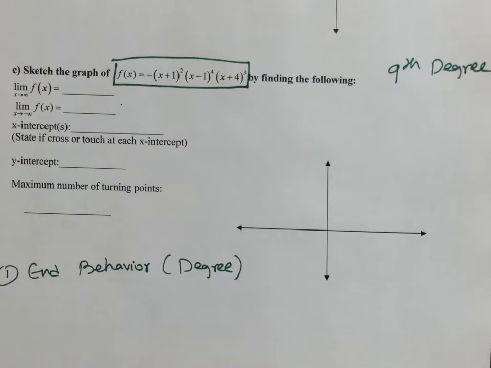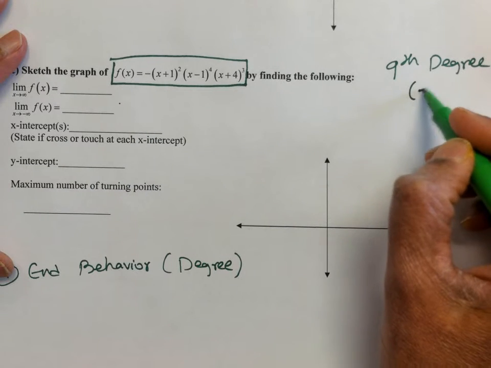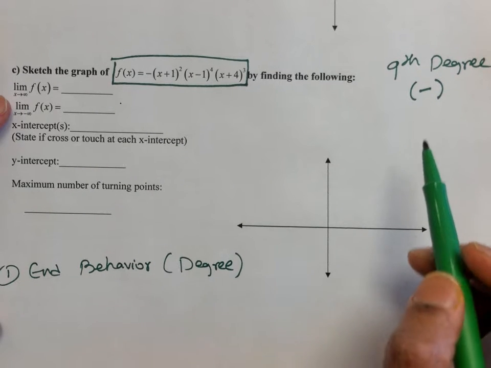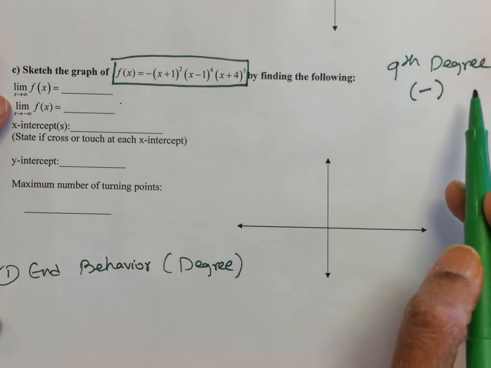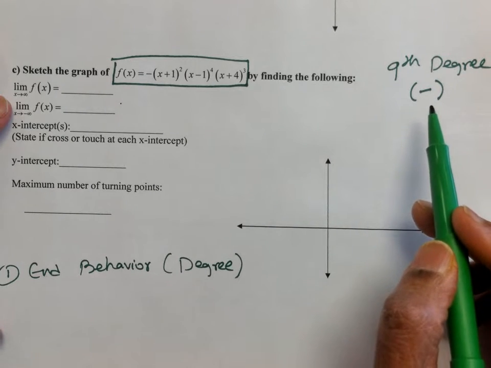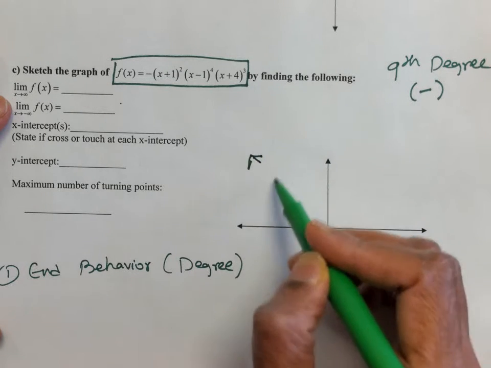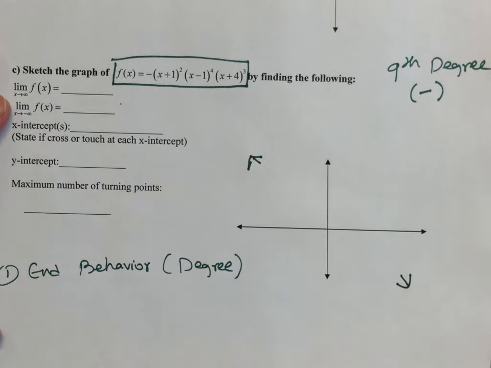But just knowing the degree is not enough. We also have to know the leading coefficient. I do see a negative sign in the front. So this helps us to find out where I'm going to start graphing. Basically, 9th degree means it's going to behave like a linear graph with a negative slope. So it will start in this quadrant and end in this quadrant. It's like coming down the hill, right? Negative slope. It's in this direction.